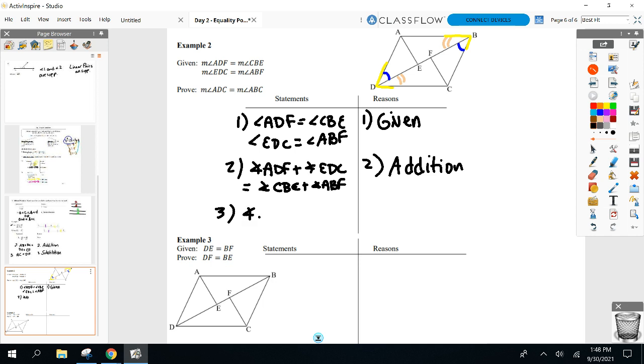So I'm going to replace it, substitute it in for that first statement. Equals, what about the second part? CBE plus angle ABF. ABC. And what did I use to plug it in? Replace it? Substitution. So that's using angles versus segments. Questions from you guys?